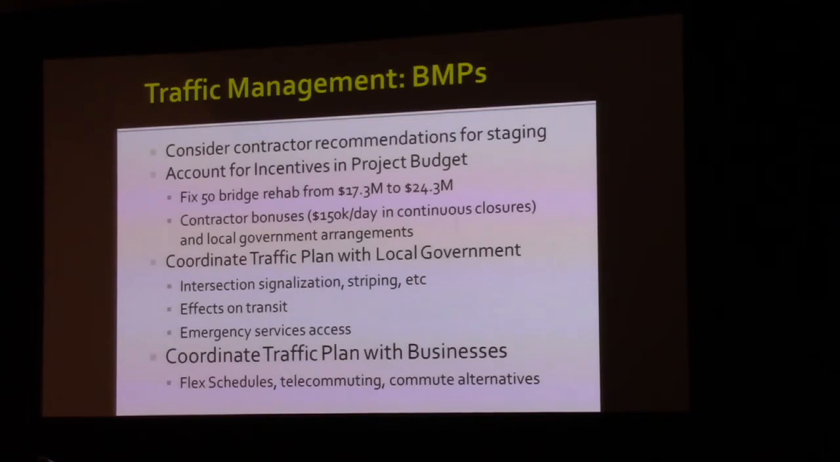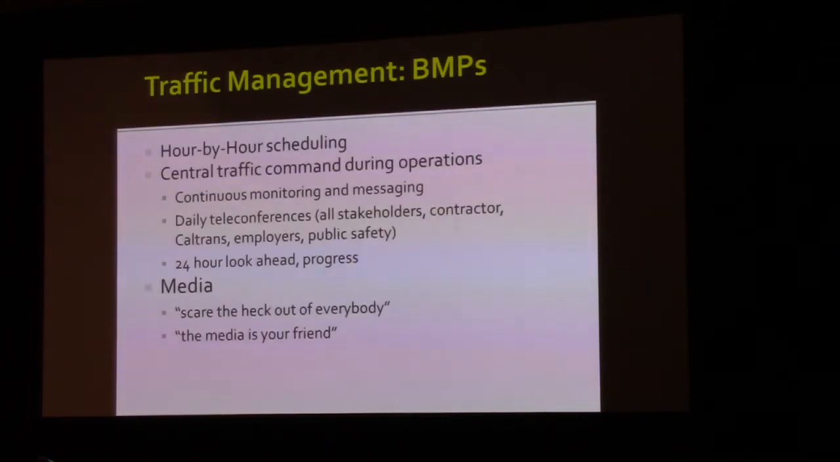And then also the business side of things, especially in California with all of the traffic that we have. If you're going to take out a major interstate area, major commuter route, how can the businesses help? Flex schedules, telecommuting, other types of commute alternatives. That's going to help to relieve the traffic loading in those construction areas. Also, hour-by-hour scheduling, having that central traffic command during those operations, people who are constantly looking at what's happening with the traffic so that they can react either with something to do with the actual construction operations or bigger picture in regards to regional. Always looking ahead.